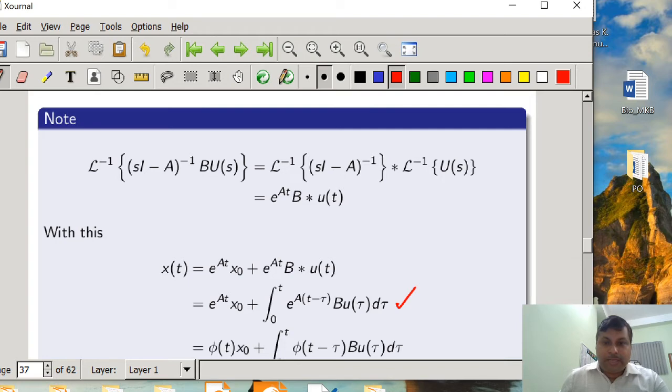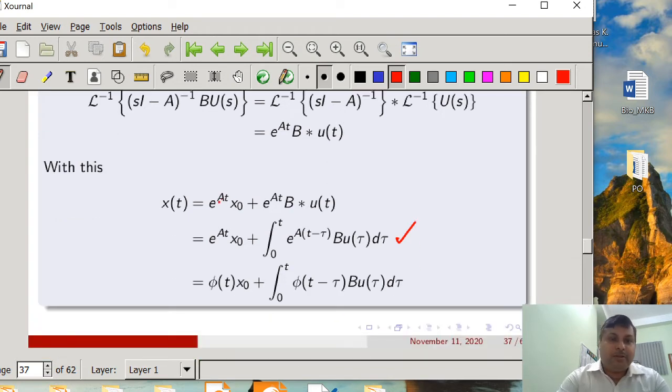Now another thing is that e to the power At can also be written in the form of phi of t. The same thing has been written in the next equation. Fine. So this is the way we can find the expression of x of t. Now if we want to compute x of t for a given input, we have to use this equation to evaluate it.